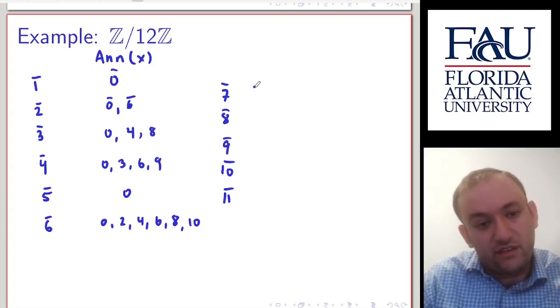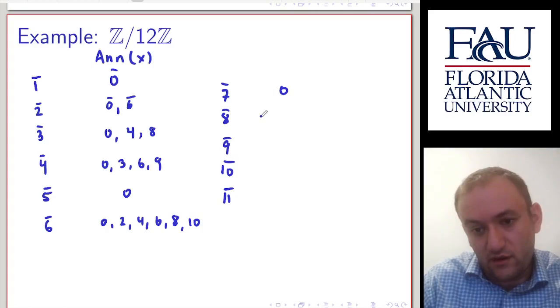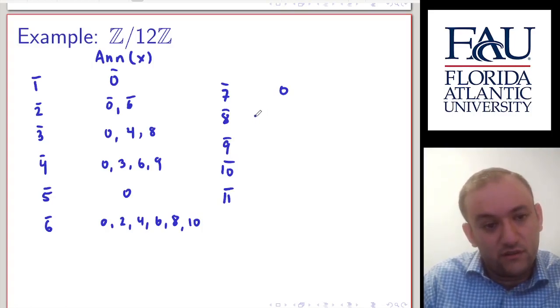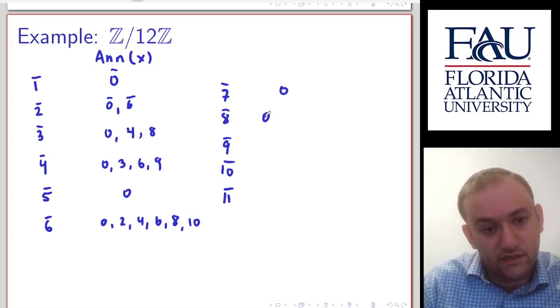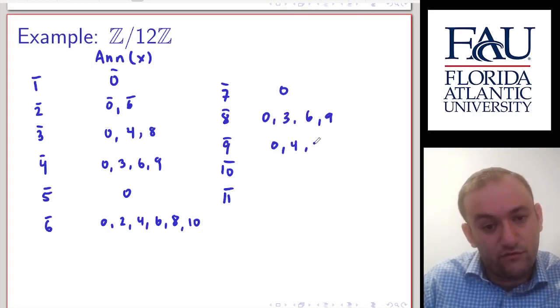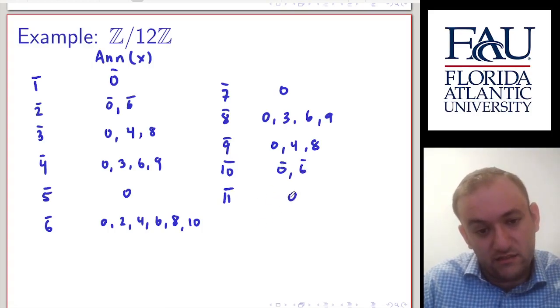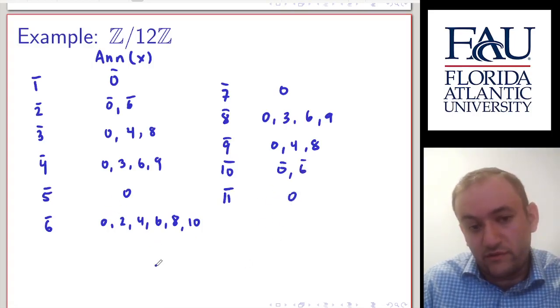Okay, 7, that's also relatively prime, so that's going to get a 0. 8, there we're just missing a factor of, well, it has a factor of 4, so we need a factor of 3. So it's everything like this, just like 4. 9 will have 0, 4, or 8. 10, you need a factor of 6. So it goes like that. And 11 is relatively prime, so we have 0 again.